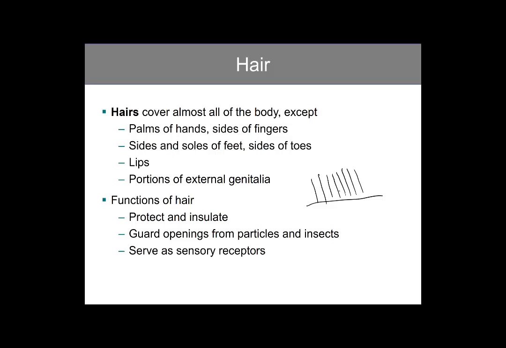In addition to insulation and protection, we have guard hairs that guard the openings from particles and insects. So our nostrils are laden with hairs so that as we inhale through our nose, large particles, insects, etc., get trapped in those hairs. Lastly, it serves as a sensory receptor. Hairs all have connections with the nervous system, as we'll see in a few moments. And when those hairs are manipulated, when they're moved, it triggers those nerve systems to let your body know that you're sensing something.